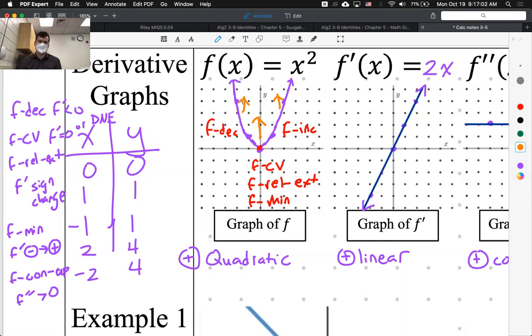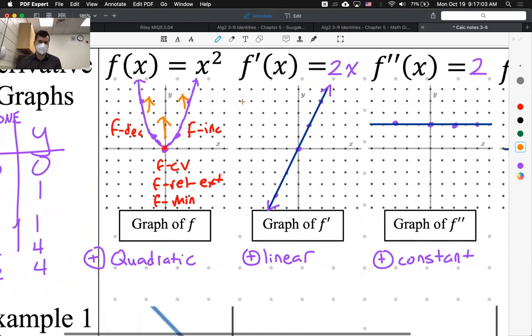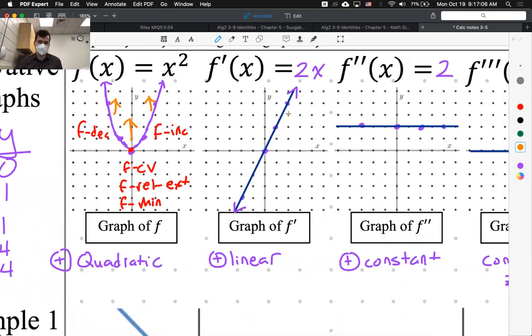There it is. These are going to be consistent over and over again. That means that I'm increasing on the right-hand side of 0. I'm decreasing on the left-hand side of 0. My critical value, relative extremum, and F minimum all happened at that same point. These are consistent for each of these graphs. I can label them. I can copy and paste this over and over again.